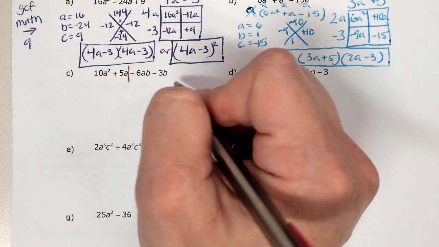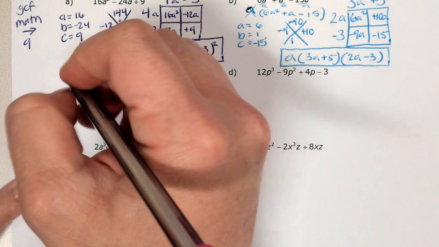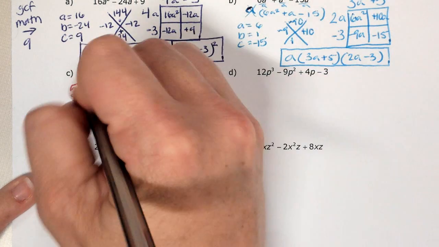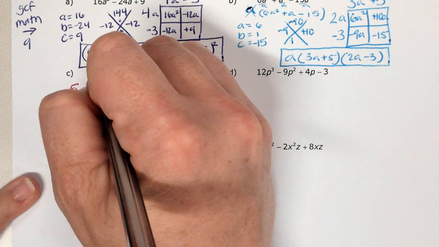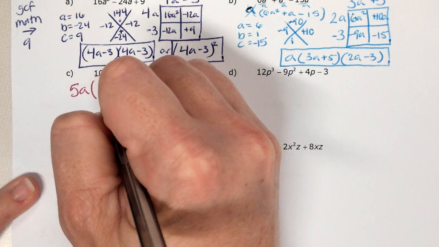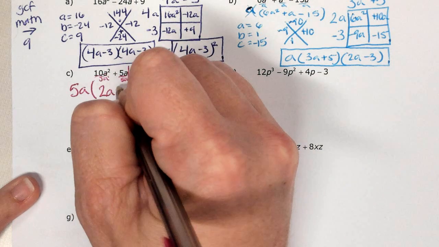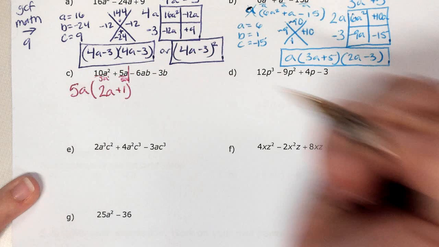Now it's already in order, so we don't have to worry about order. So 5 is my GCF number. And they both have an A, so I'm taking out 5A. So divide by 5A, divide by 5A. Well, 10 divided by 5 is 2. A squared over A, 2 minus 1 is 1. And then plus, anything divided by itself is just 1.